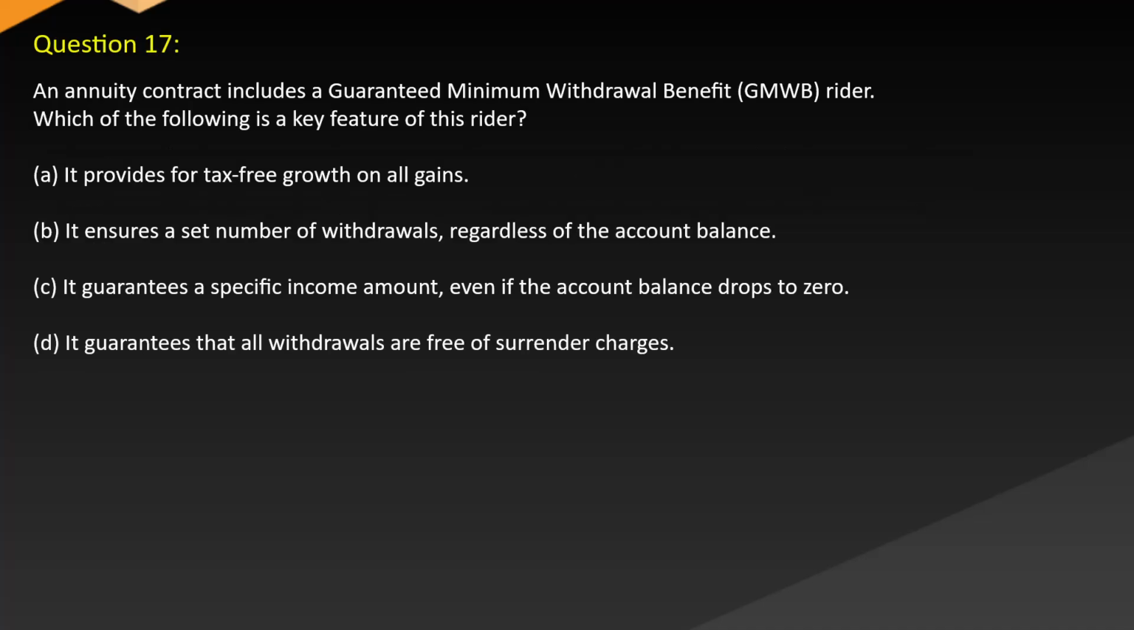Question 17. An annuity contract includes a guaranteed minimum withdrawal benefit rider. Which of the following is a key feature of this rider? A. It provides for tax-free growth on all gains. B. It ensures a set number of withdrawals regardless of the account balance. C. It guarantees a specific income amount even if the account balance drops to zero. D. It guarantees that all withdrawals are free of surrender charges.